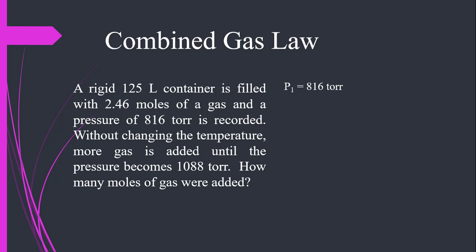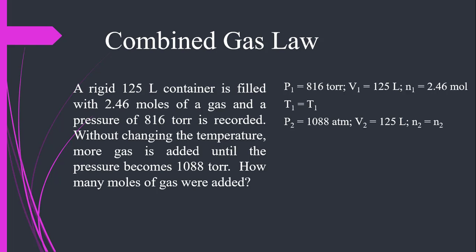The initial pressure is 816 torr. The initial volume is 125 liters. N is 2.46 moles. T1 is T1. We don't know what the temperature is. The second pressure is 1,088 torr. The second volume is 125 liters. It's a rigid container. The number of moles is unknown because we've added some, and T2 equals T1.